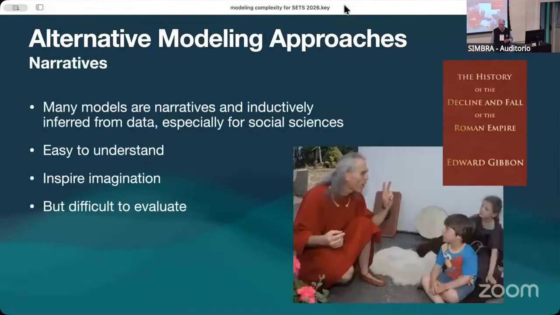Narratives are actually quite common across the social sciences. In my field, trained in anthropology, also narratives, they're easy to understand. Stories are easy to understand. They fit with our kind of natural model-making capacity. They inspire us in many ways, right? But they're very difficult to evaluate in a systematic way. They're difficult to reproduce in various ways.